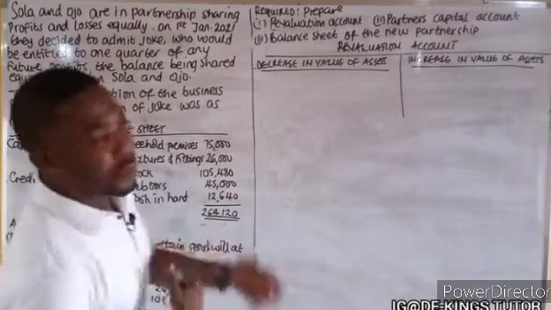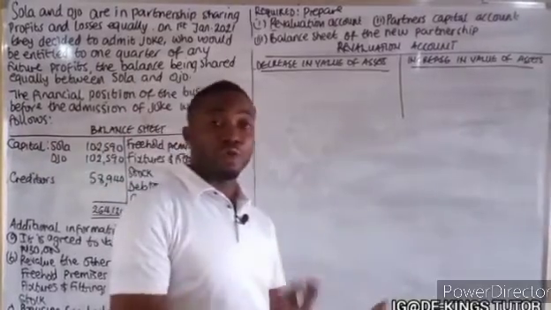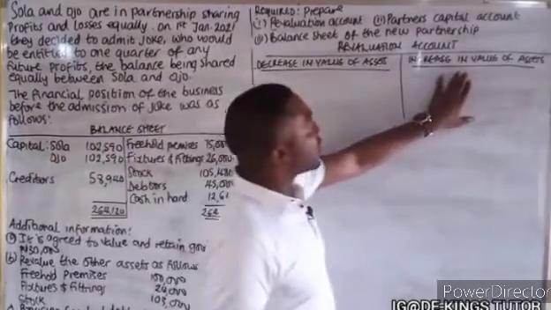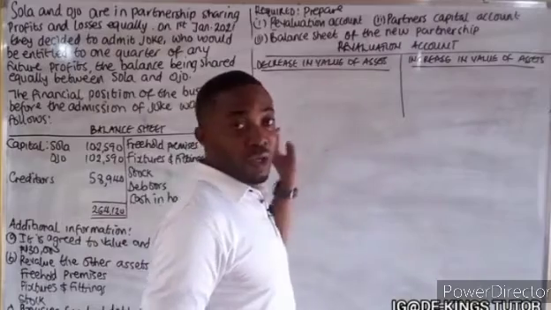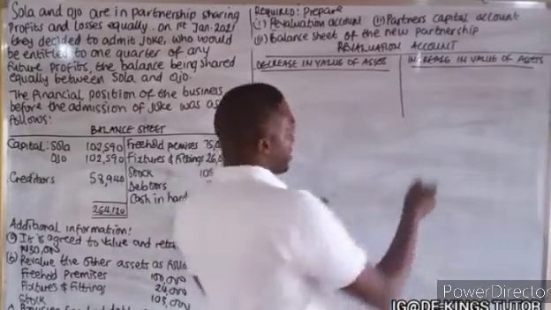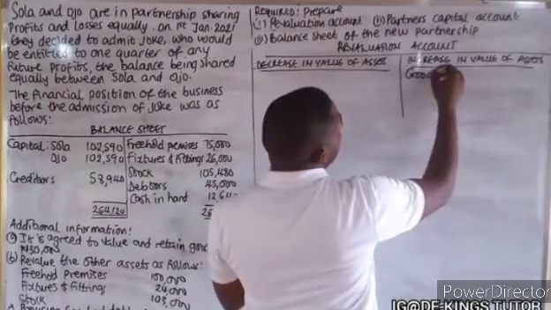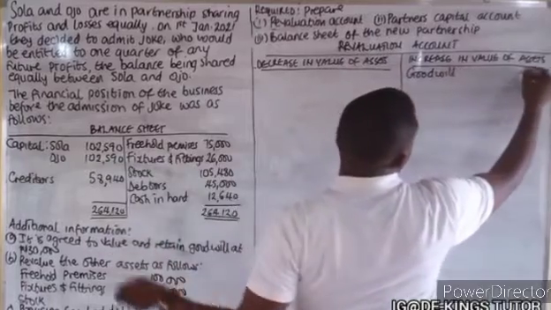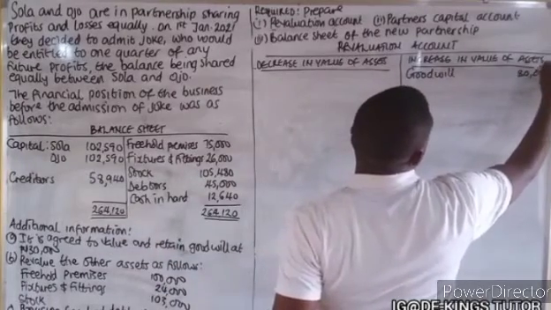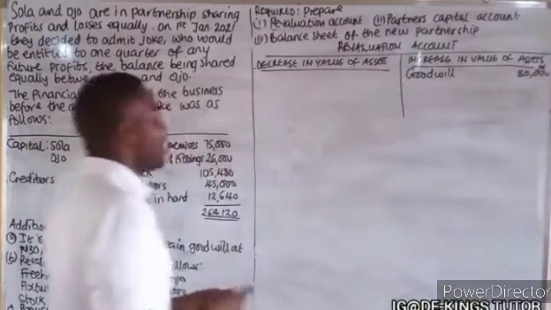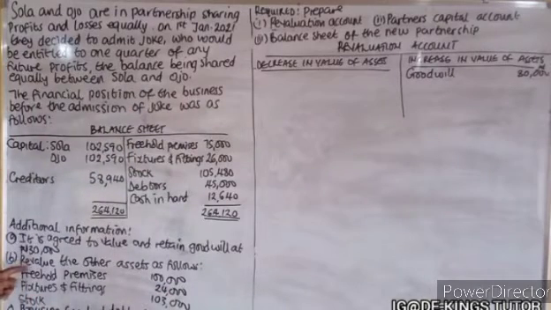Remember, we said if goodwill is retained or introduced into the business, we have to what? Credit the revaluation account and debit the what? Goodwill account. So right here, goodwill. How much is it here? 30,000. Okay. The next one said revalue the other asset as follows: freehold premises 100,000.